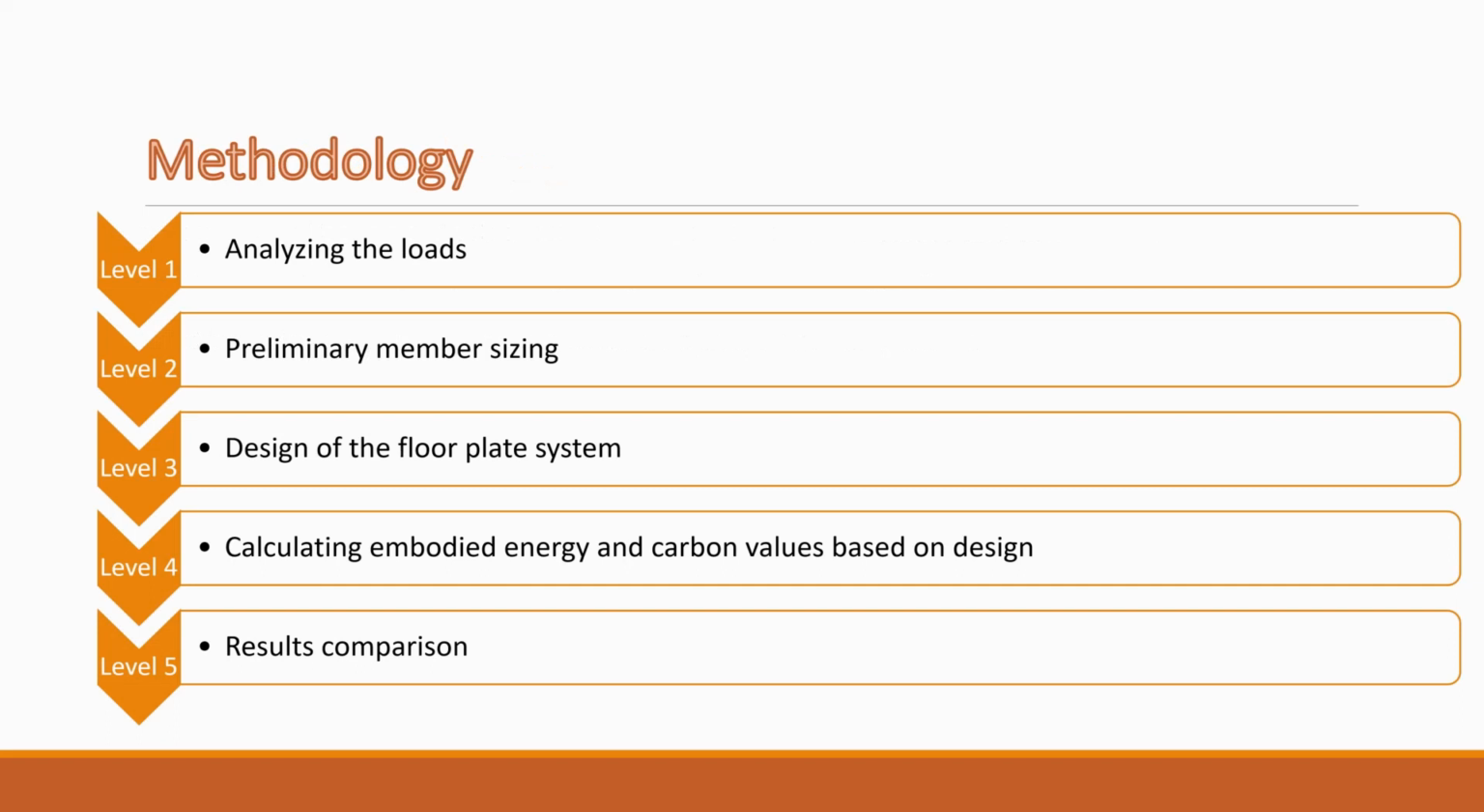The methodology for the first semester will take place in 5 levels. The first one would be analyzing the loads acting on the floor plate system, including the sulfate. The second one would be the preliminary member sizing and structural considerations to be considered. The third one would be designing the floor plate system according to the relevant Australian standards. And the fourth one would be calculating the embodied energy and carbon values based on the design. And the fifth one would be comparing the results.